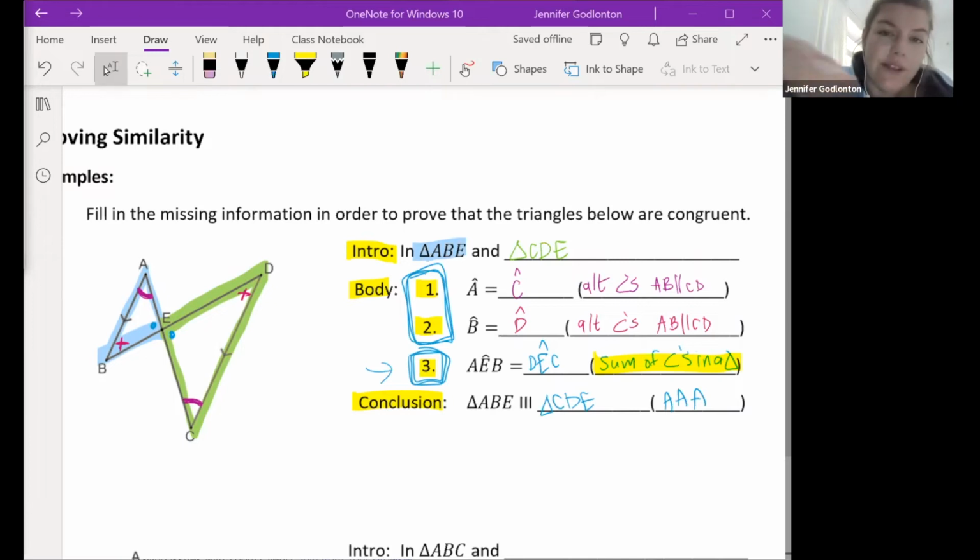It's vertically opposite because here's our bow tie, that little X, and those two angles are opposite each other. It is going to be a bit tricky to get used to, but I promise with a little bit of practice, you'll be okay.